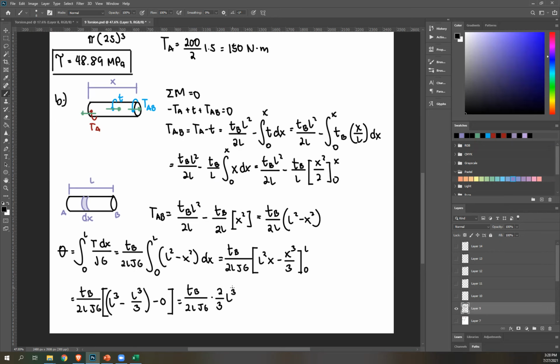Okay, and then cancel out L. Final equation before we sub in our values is 2 TB L squared. Now, 2 also cancels out. So TB, this becomes 2. L squared, and what's left is 3JG.